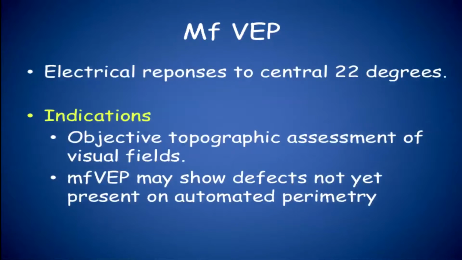Now, MF-VEP is a variation of VEP. It's an electrical response to the central 22 degrees. Its indication is objective topographic assessment of the visual fields. MF-VEP also shows defects not yet present in automated perimetry.